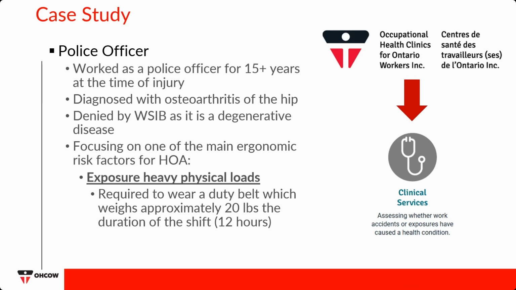It's a very common theme with almost any musculoskeletal disorder because typically it does take time. So often they get denied for that reason. After all the literature I've researched, you see that heavy exposure to heavy physical loads is a primary risk factor in the development of hip osteoarthritis. When you look at police officers, they're required to wear a duty belt, which weighs approximately 20 pounds, for the duration of their shift, which is typically 12 hours. They're wearing their vest as well, so they're carrying weight all day.